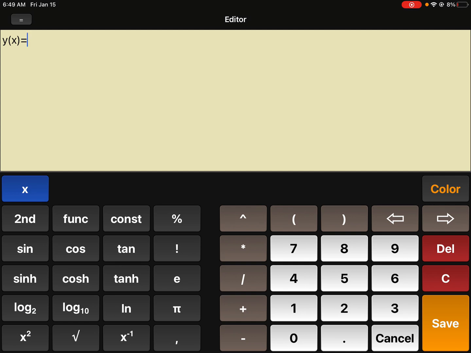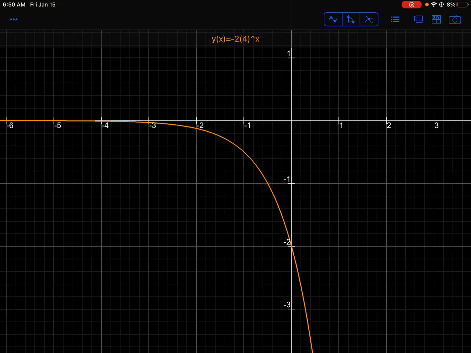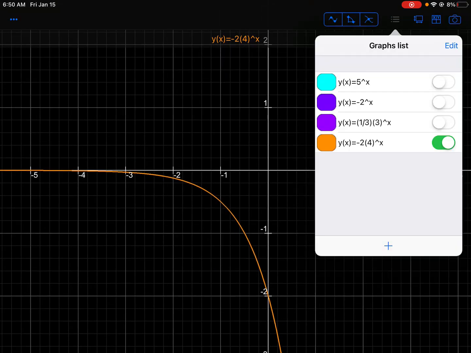So if it was maybe negative 2 to the 4 to the x, we use the little up arrow right there for our exponent, just like you would if you're typing it into a calculator. It has that same symbol. We'd go ahead and do that, hit save down here at the bottom, and then we would see there's our graph.